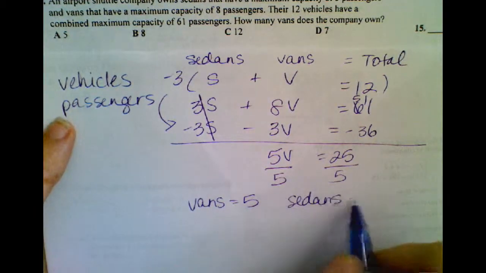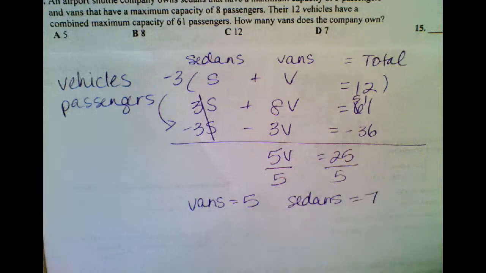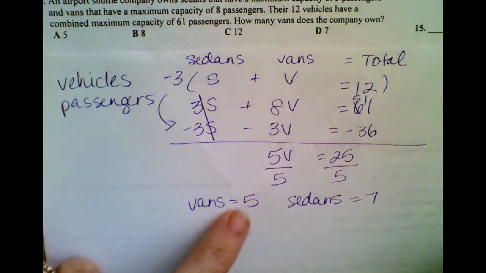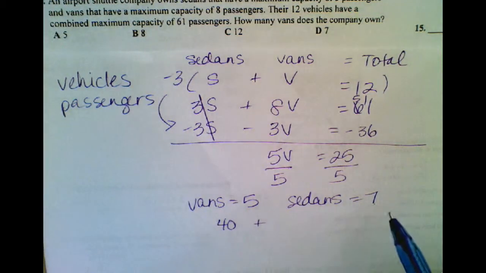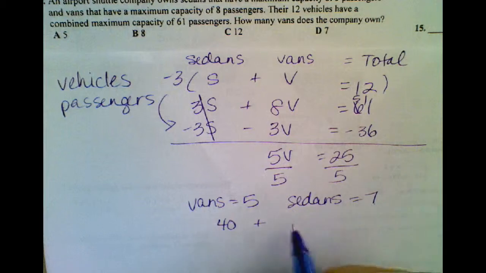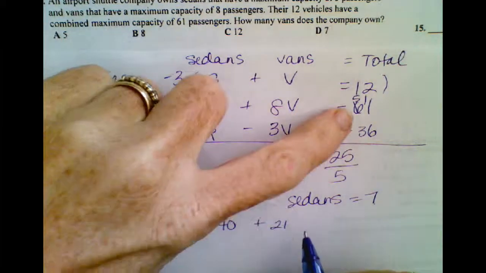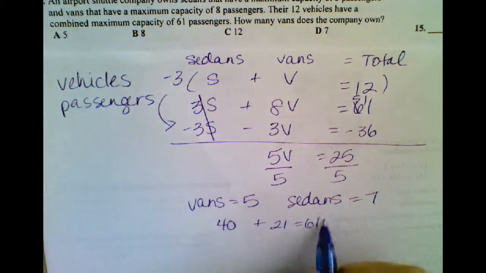7. Excellent. Can we multiply back and double check? If they have 8 people per van, how many people is that? What's 8 times 5? 40. Plus, they have 3 people per sedan, what's 3 times 7? 21. And how many passengers could they hold altogether? They could hold 61 altogether, right? Good.